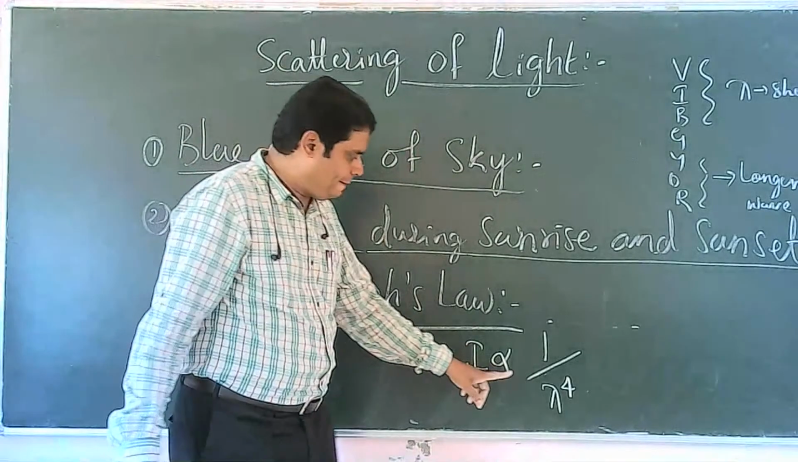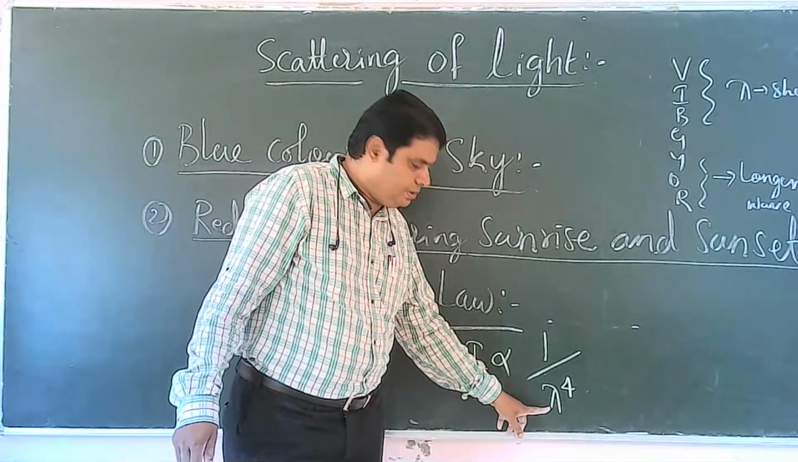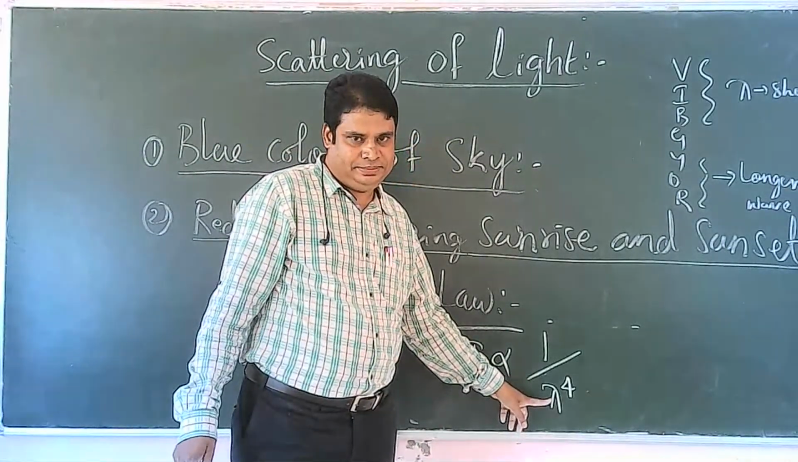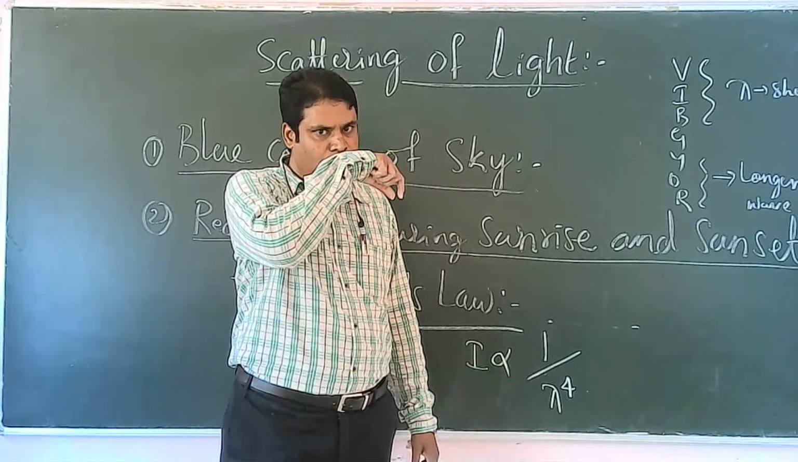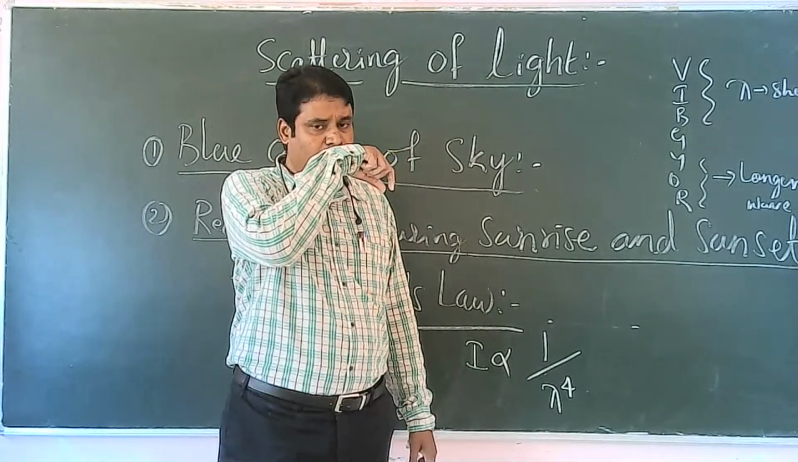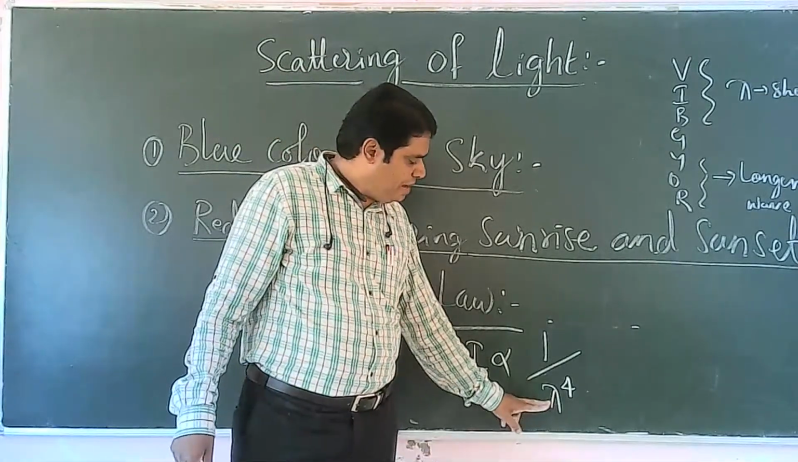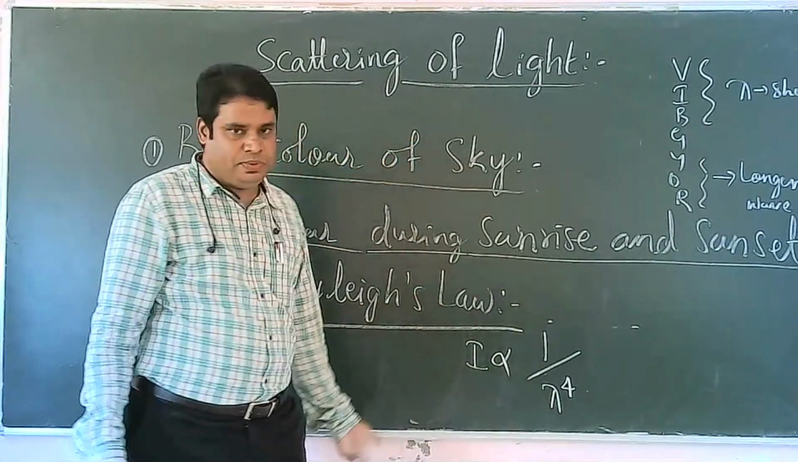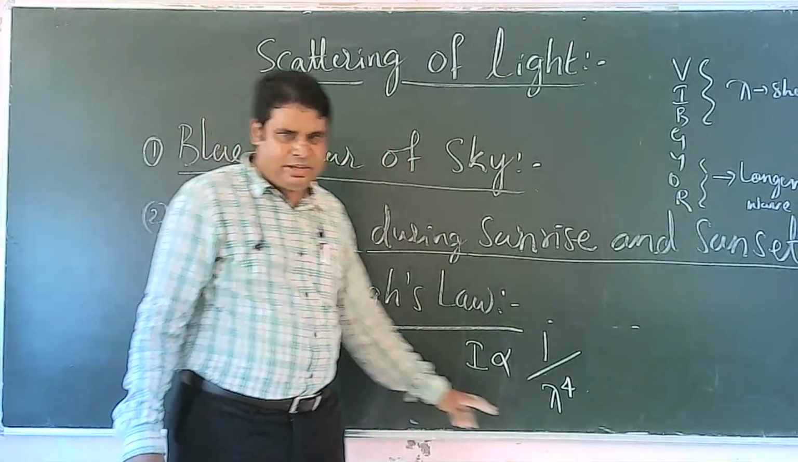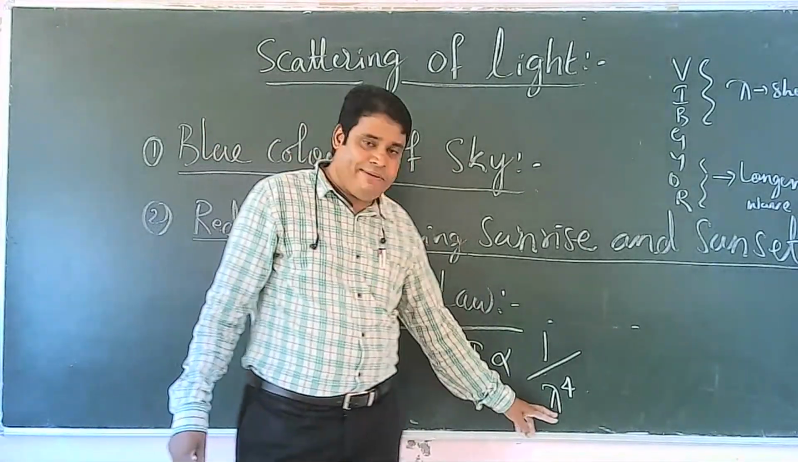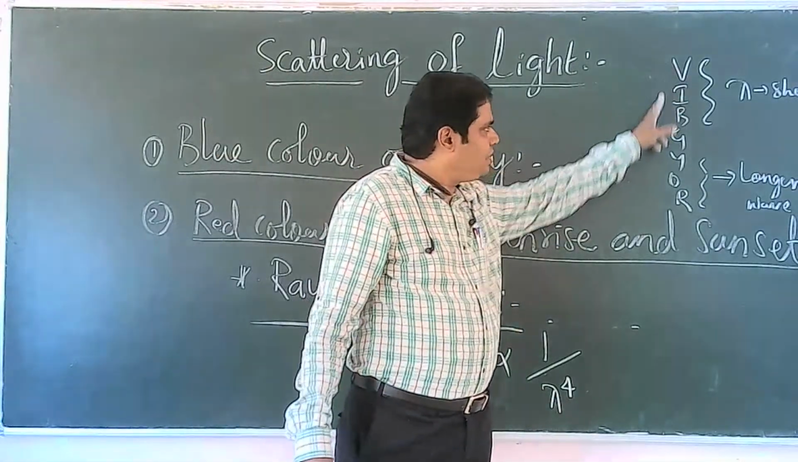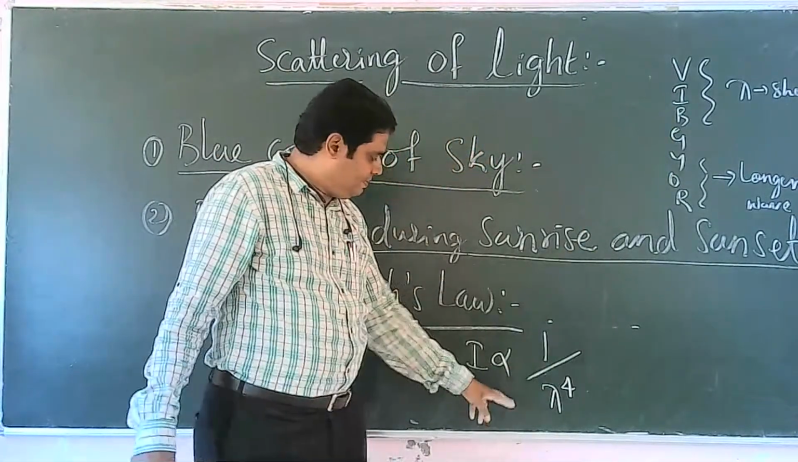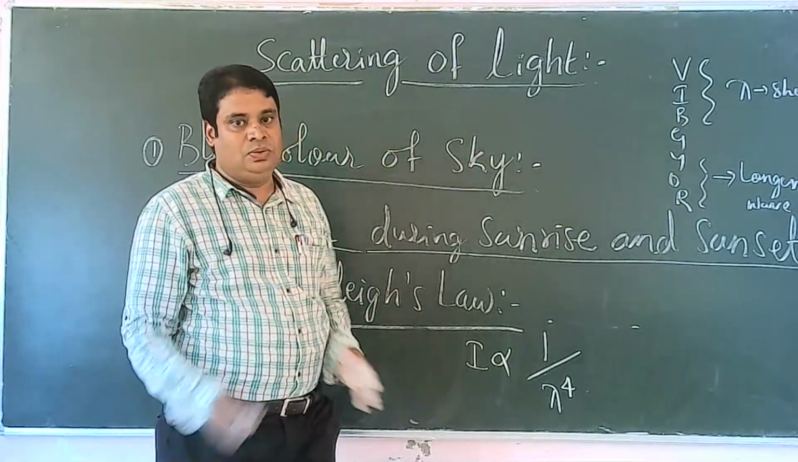Now, see here. This lambda is in the denominator. If the lambda value is less, the intensity will be more. These are shorter wavelengths, their lambda value is less, so their intensity is more.